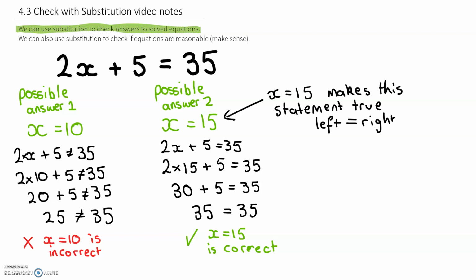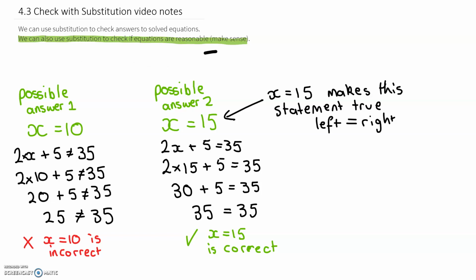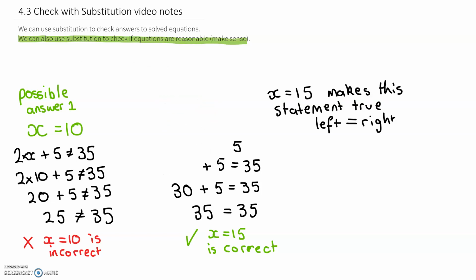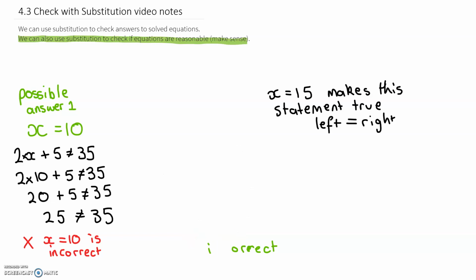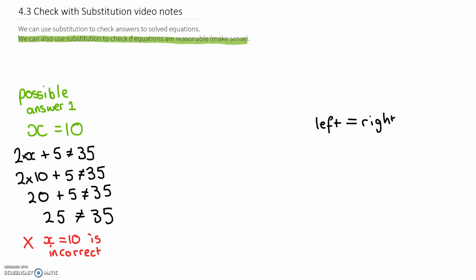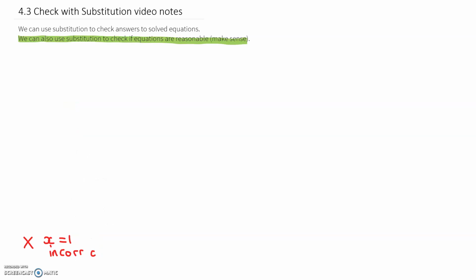Now let's try the second part. We're going to try using substitution to check if an equation is reasonable. So this is about thinking in real life and thinking, does this equation make physical sense in the real world? And we're going to use an example that's close to some of your hearts if you watch a lot of YouTube, which is the number of subscribers on a channel. So let's start with that.